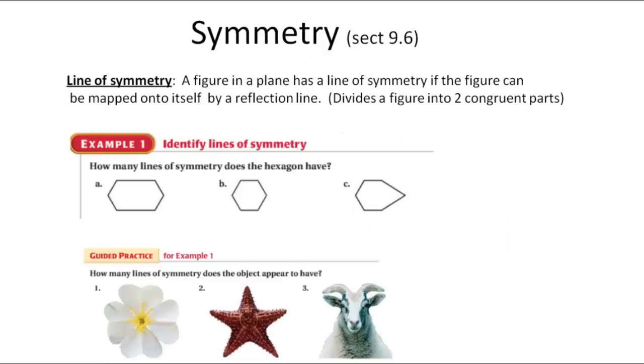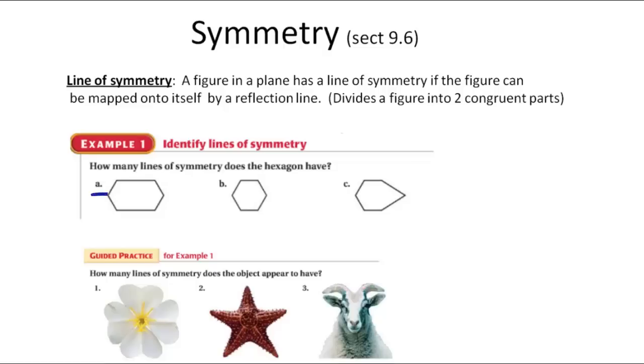Okay, we're going to move right along into symmetry. Symmetry just basically tells me I'm going to take a figure and kind of cut it right down the middle. The formal definition is a figure in a plane that has a line of symmetry if the figure can be mapped onto itself by a reflection line. So basically it's going to be the line that divides it into two. So I just have some pictures up here so we can see how many lines there are. So kind of pause for a minute and see if you can come up with it on your own.